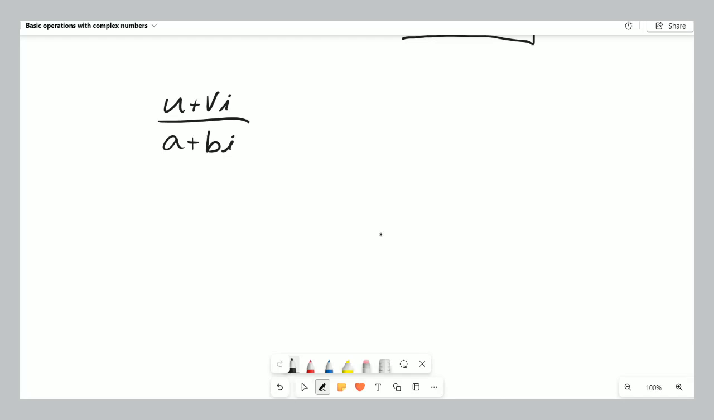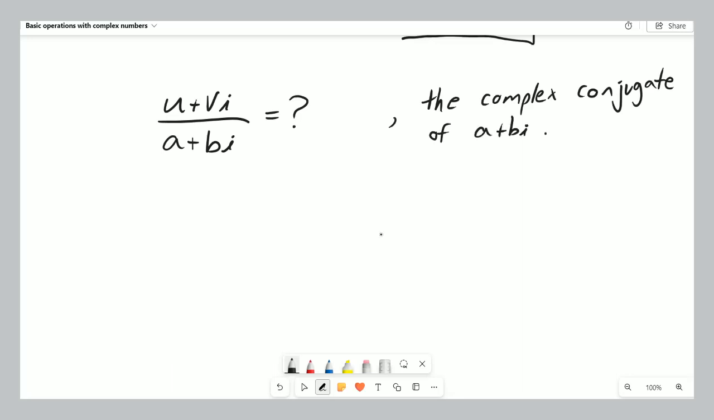Every complex number has a conjugate which is equal to a complex number with the same real value but a different imaginary number. Specifically, the imaginary component is multiplied by -1. So the complex conjugate of a plus bi is a minus bi.